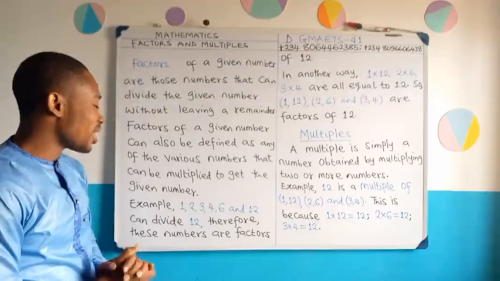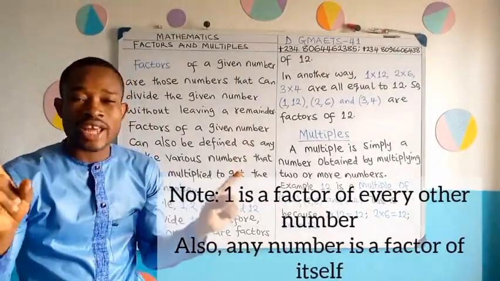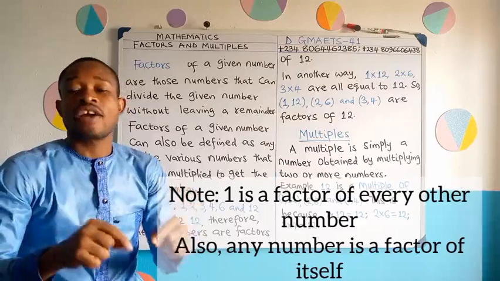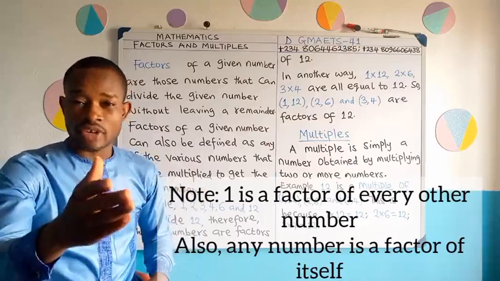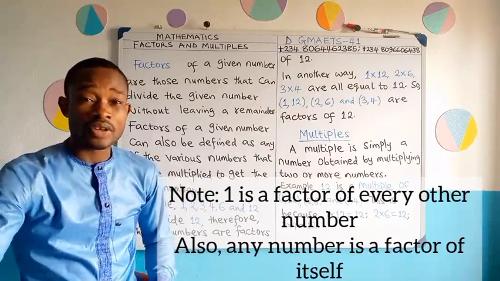Now let me quickly say this, please. 1 is a factor of every other number, and a number is a factor of itself. Don't forget what I've just said. Put it down in your notes.